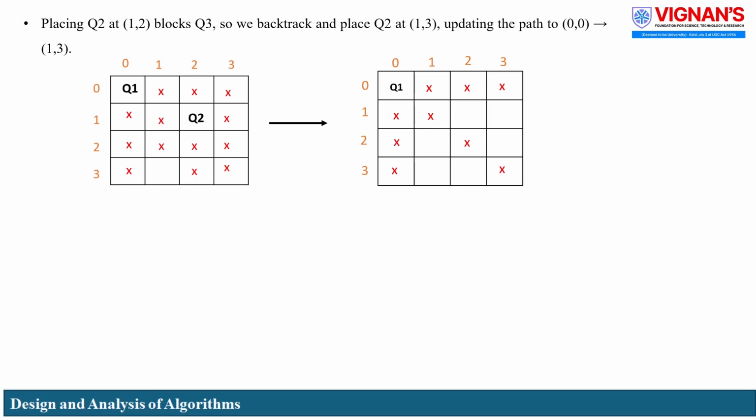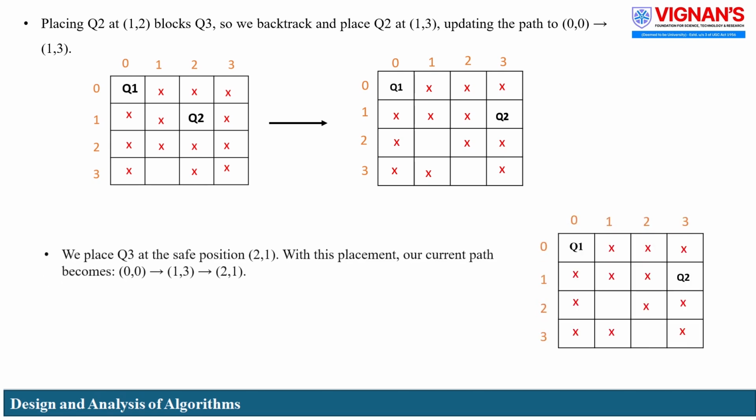Queen 2 is then placed at position 1, 3. With this change, the updated path becomes 0, 0, followed by 1, 3. From this new configuration, we analyze the next row and identify a safe position for Queen 3 at row 2, column 1. This position does not conflict with any of the previously placed queens. After placing Queen 3 at position 2, 1, the current path becomes 0, 0, followed by 1, 3, followed by 2, 1.